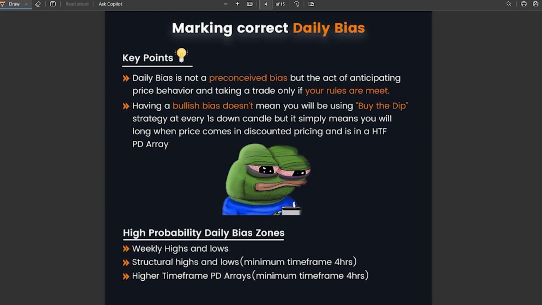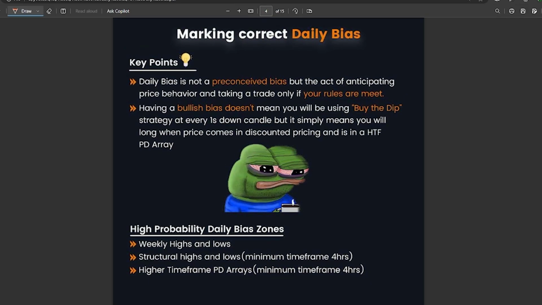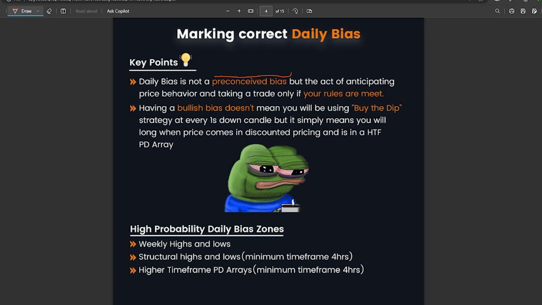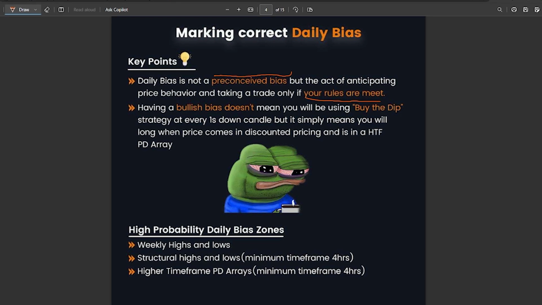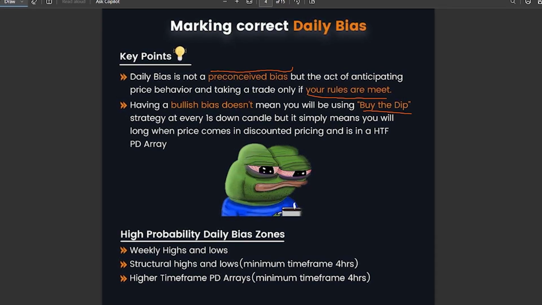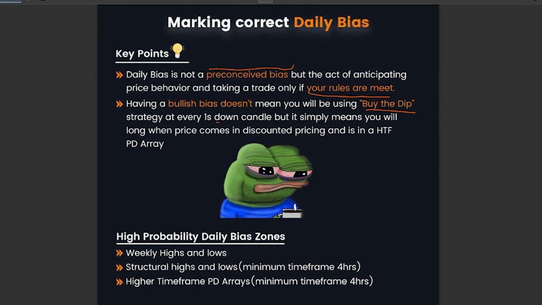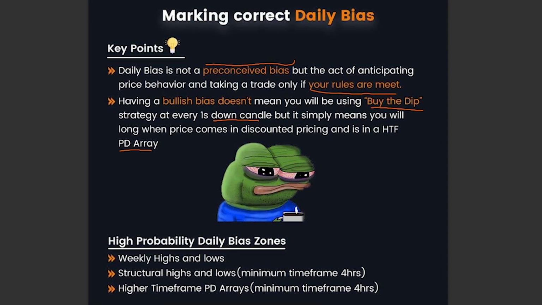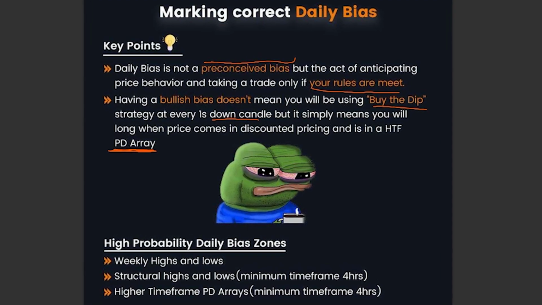So firstly, let's understand what is a daily bias. Daily bias is basically not a preconceived bias that you have, but it is the act of anticipating where price will go after market open and then taking a trade when your rules are met. So let's suppose you have a bullish bias. That doesn't mean you will apply a buy the dip strategy and buy every down candle at the 1 second time frame. However, you will wait for price to come into the discounted PD arrays and then long.